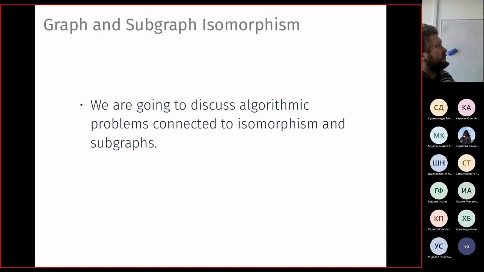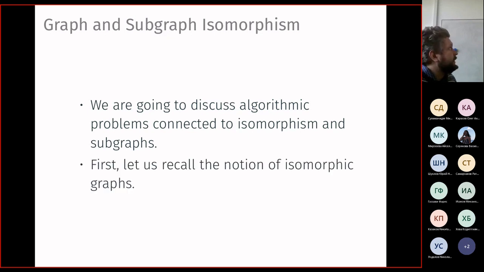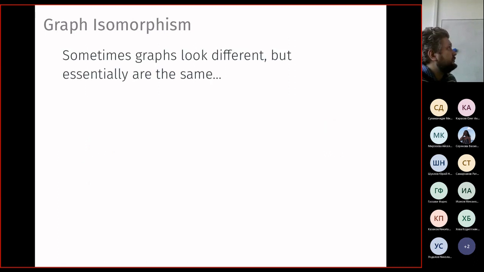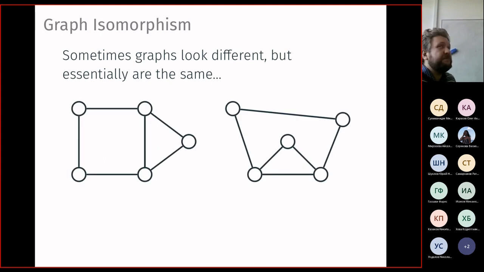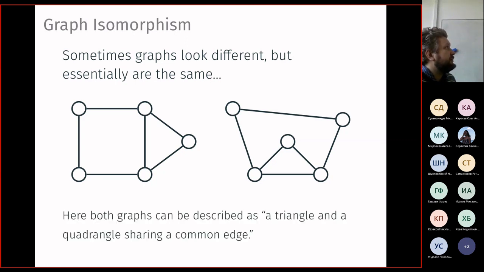So now we're going to some theoretical questions, and we're going to discuss algorithmic problems connected to isomorphism and the notion of subgraph. So first, let's recall what an isomorphic graph is. I don't remember whether we gave the definition formally, but I think your general mathematical intuitions should suggest a correct understanding of what isomorphic structures are. So sometimes the graphs look different, but they're essentially the same. These are copies of the same graph, but they're differently drawn. And you can describe them as a triangle and a quadrangle sharing a common edge.